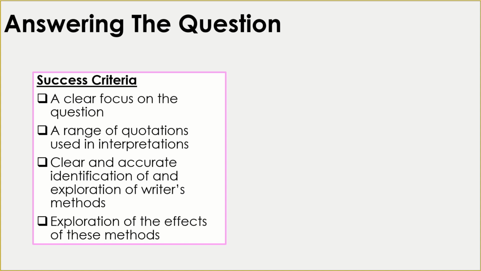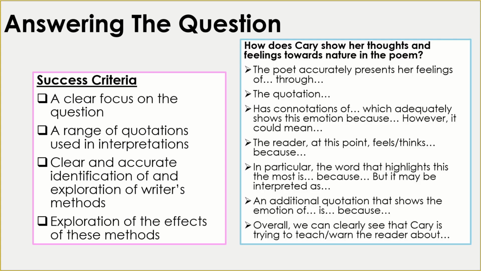Third point on the success criteria is identifying the writer's methods, but primarily exploring these methods in clear detail. This is where you start to show off with your work on connotations, hidden meanings, multiple interpretations, and more. And finally, number 4, exploring the effects of these methods. This could be anything from exploring what the methods make an audience think or feel, to working out the moral message that the poet is trying to teach us through the poem. A structure similar to the one on the screen now could help you.